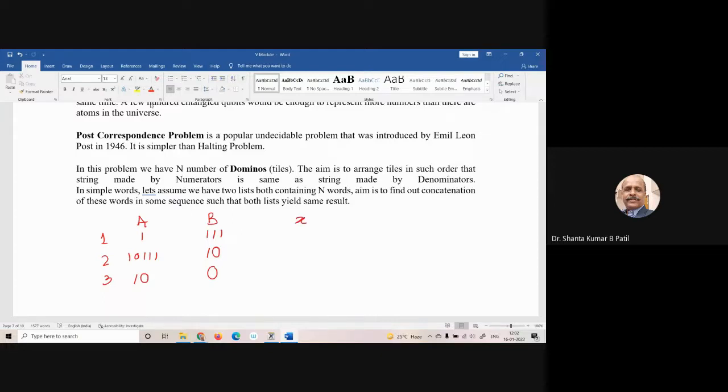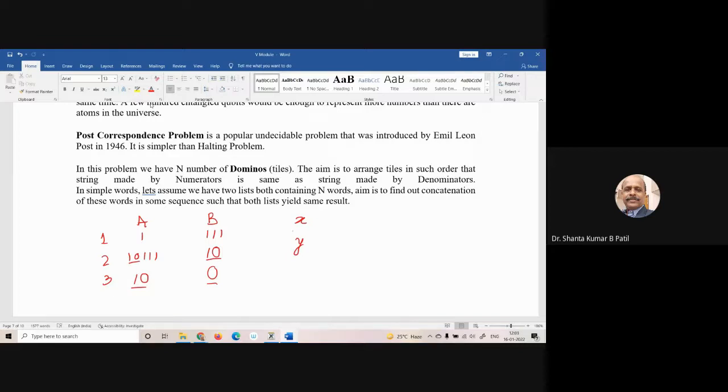Call X the numerator string and Y the denominator string. How do you make the X string and the Y string equal? I should choose where to start. I cannot start with the third case, because one begins with 0 and the other with 10. I can start with the first case, but that is a single 1 against three 1s. You can observe that the second case, 10111 and 10, both begin with 10.